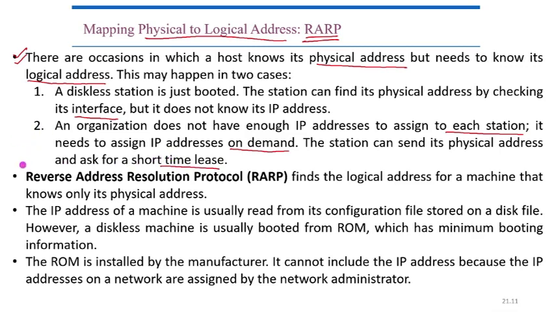So to know the IP address once the physical address is known, the Reverse Address Resolution Protocol, RARP, is basically used. It finds the logical address of a machine that knows only its physical address. Usually the IP address of a machine is read from its configuration files stored on a disk file. So we can find the IP configuration files from the disk files.